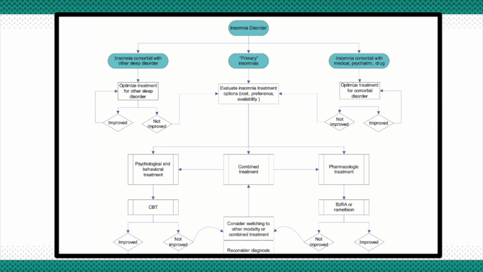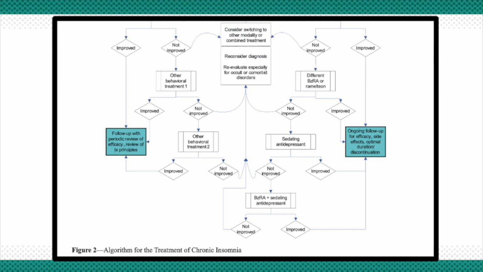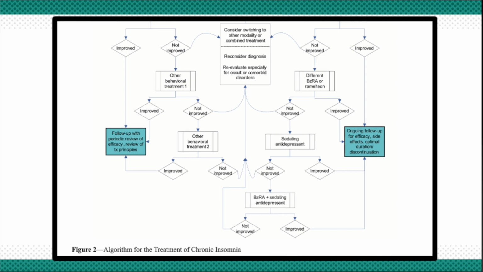Combined treatment would mean we give them a psychological behavioral treatment along with a pharmacological treatment, and if the CBT or benzodiazepine receptor agonist or Ramelteon improves the patient well enough, good; otherwise we consider switching to another modality and more combined treatment. So we change the behavioral treatment, we give them a different benzodiazepine receptor agonist. If it doesn't work, we give them sedating antidepressants. If that doesn't work, we probably combine them. But what's very, very important is ongoing follow-up, repeated follow-ups, and periodic review. Otherwise, they will relapse on treatment.